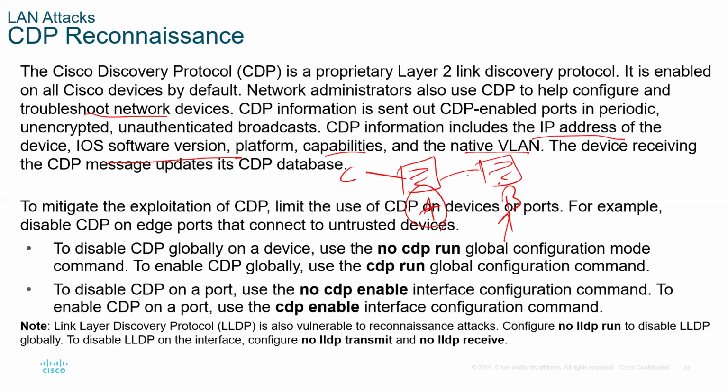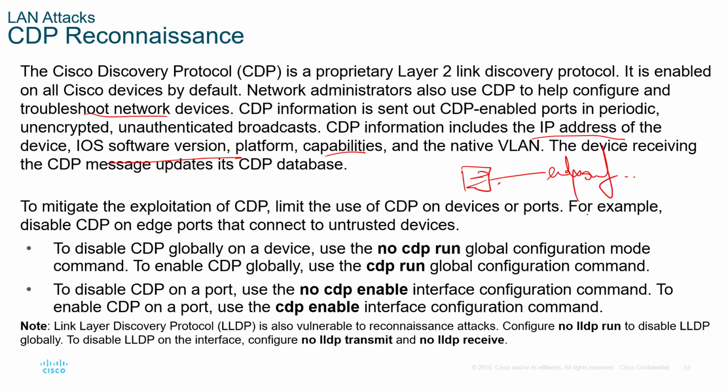So mitigation, we have disabling CDP on edge ports that are connected to untrusted devices. I think trust and trusted comes back again. A port going to an endpoint has CDP disabled, since it is called an untrusted port basically. So you disable CDP on some of those ports, and I think basically that summarizes our layer 2 security.